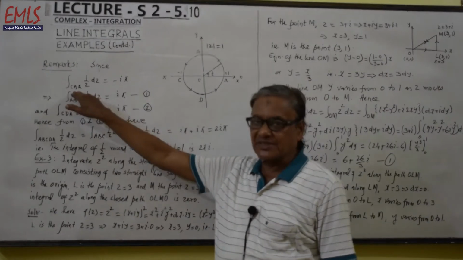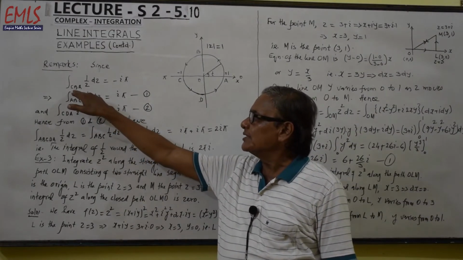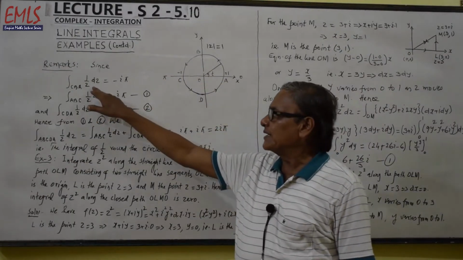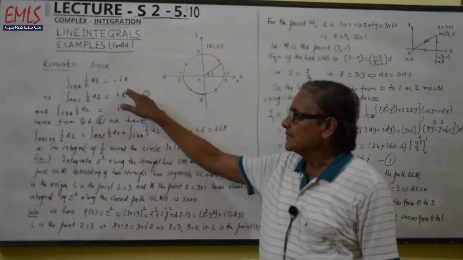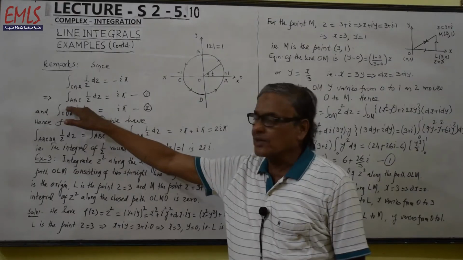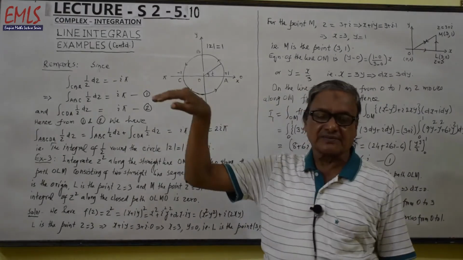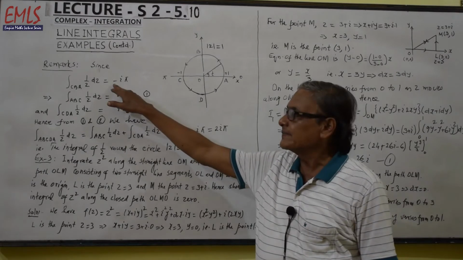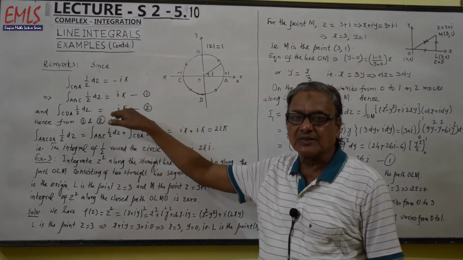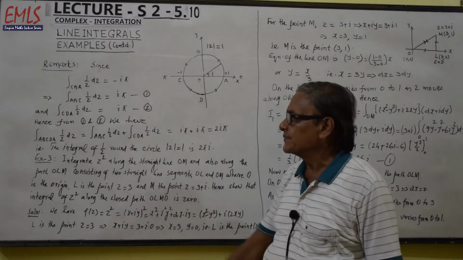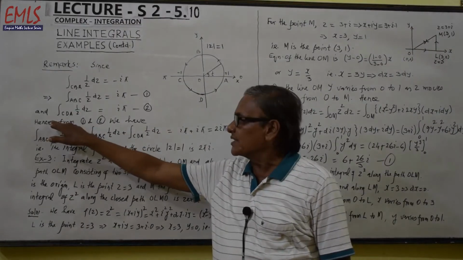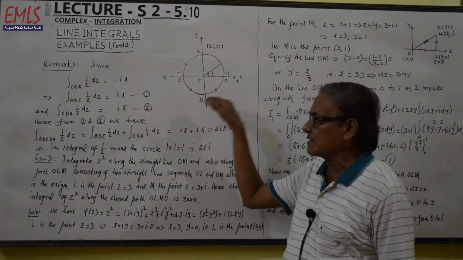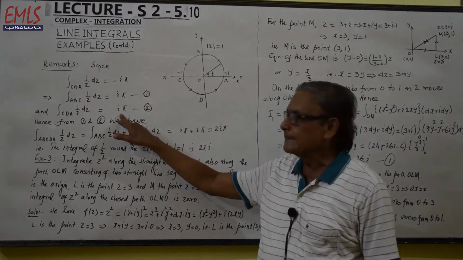We have already established that the integral along this path CBA of 1 by z dz is equal to minus i pi. This implies that the integral along ABC, in the reverse direction, of 1 by z dz will be i pi. This minus i pi is converted into plus i pi. Call this equation number 1. We have also established that the integral along CDA, the lower semicircular arc, is equal to i pi.